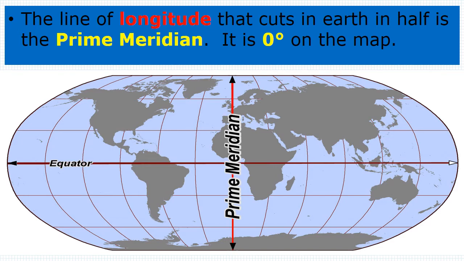The line of longitude that cuts the Earth in half is called the prime meridian. And it is 0 degrees on the map. Now, this is also what we will call the line of Greenwich, if we go on to the other side of the Earth.